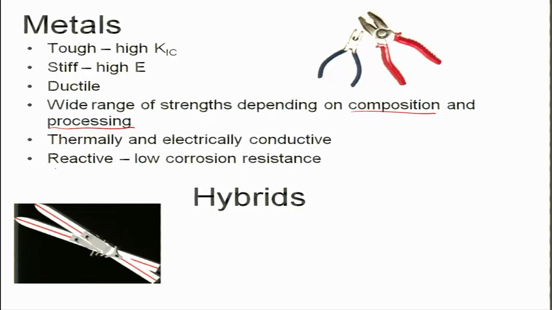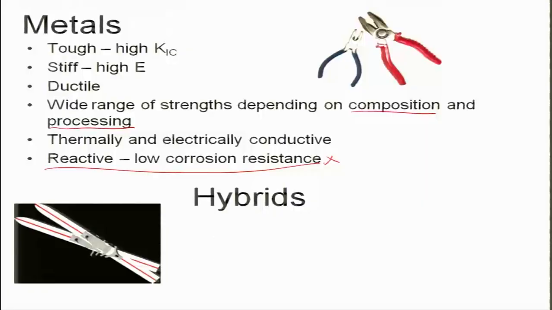However, most metals are reactive. They tend to oxidize or they tend to react with the environment, and that is why most metals have low corrosion resistance. So wherever the atmosphere is aggressive in nature, you have acids or you have alkaline environment or you have sludges, sewers, you cannot make them out of metal because they will corrode as a function of time. So this is a drawback of metal. Okay.